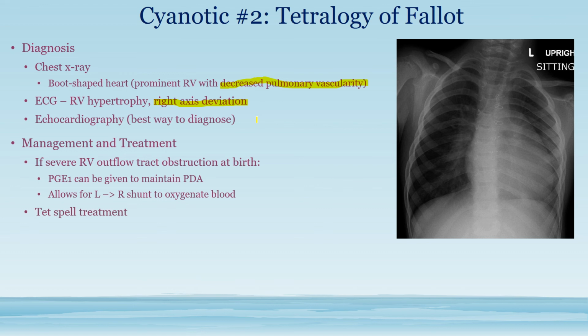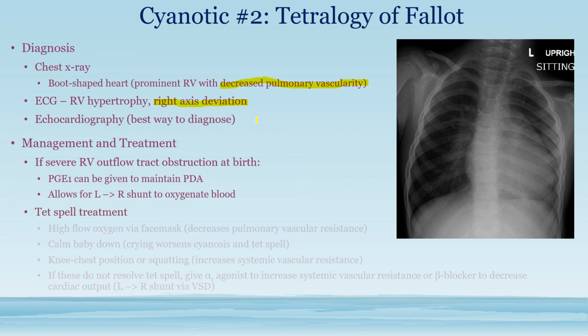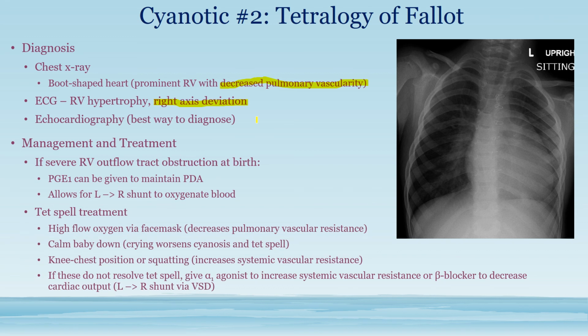Now for the TET spells we just talked about in the last slide. How do you treat these? So there are multiple ways to treat them, and we'll talk about each of these. You need to first give high flow oxygen via face mask. Remember, we talked about the hypoxemia and low oxygen in the blood causing an increased pulmonary vascular resistance. But if you give oxygen, you'll decrease the pulmonary vascular resistance, and that'll help the patient by causing there to be less resistance to right ventricular outflow through the pulmonary artery.